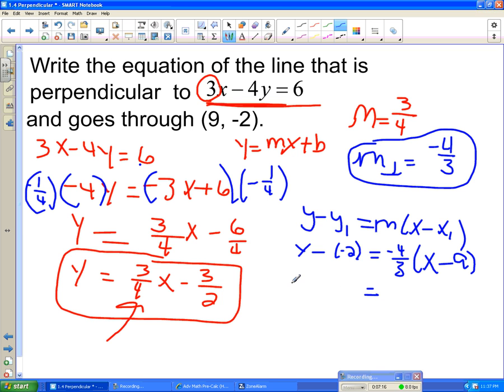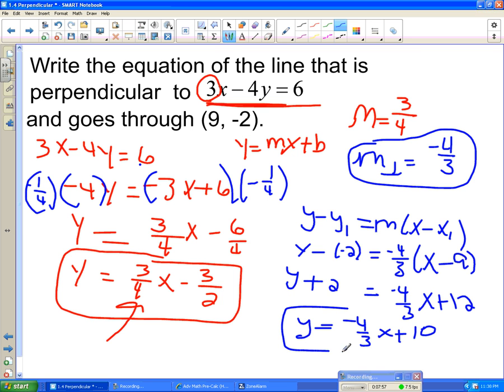Now remember, I want to clean it up, so I have y, and a minus minus is a plus, so y plus 2. I take the negative 4/3 and distribute it. So I get negative 4/3 x, and then a negative 4 and a negative 9 is a plus 36, divided by 3, I'm going to get 12 right here. Now remember, I want to solve for y, so I'm going to subtract 2. So y equals a negative 4/3 x plus 10, and I will have the equation of a line that is perpendicular to my given line.